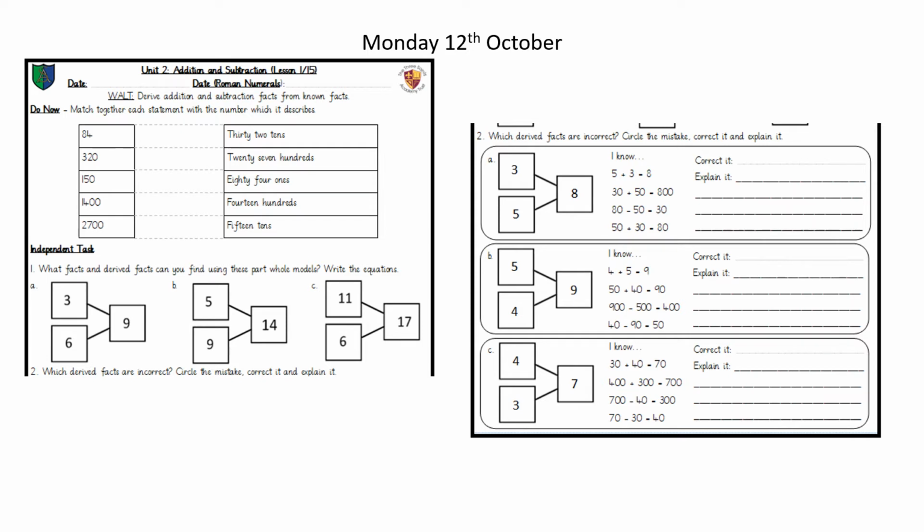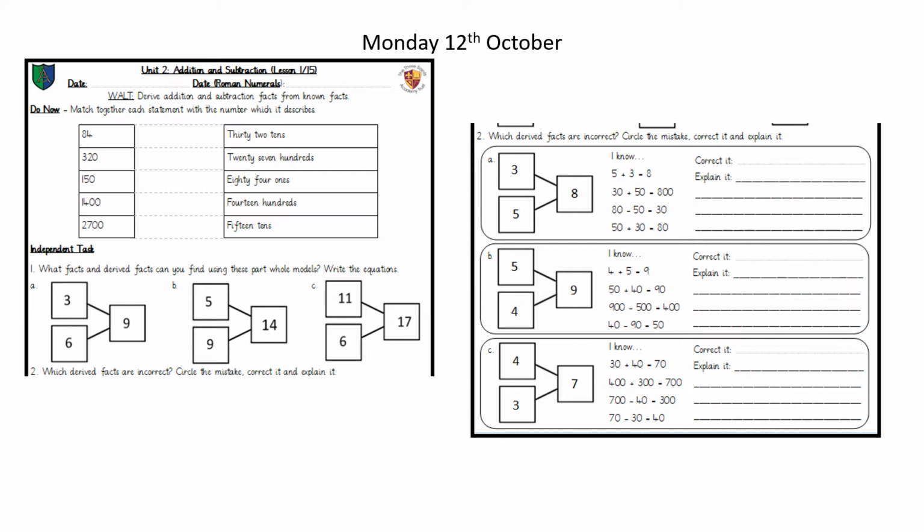So for example, I could say 30 plus 60 is 90. Or 60 plus 30 is 90. Or 90 take 30 is 60. Or 90 take 60 is 30. Again, I've used my fact family. 2 addition facts, 2 subtraction facts. But again, some of them are too easy.